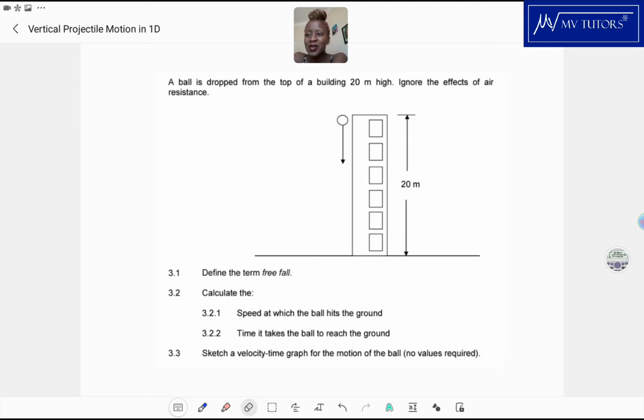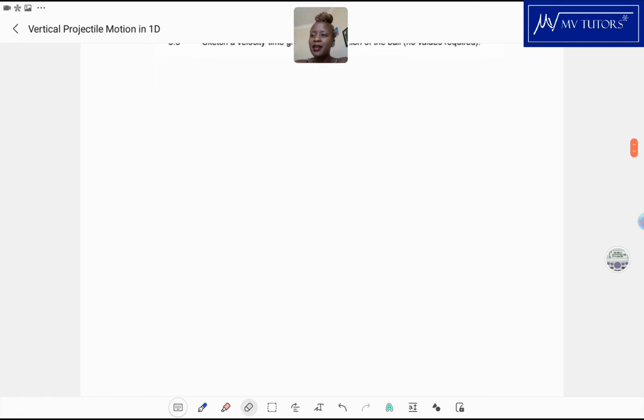All right. So the question is as follows. A ball is dropped from the top of a building 20 meters high. Ignore the effects of air resistance. First question, define the term free fall. And then second question, calculate the speed at which the ball hits the ground, as well as the time it takes for the ball to reach the ground. And the last question, sketch a velocity time graph for the motion of the ball. No values required. Okay, so let's cover the theory.